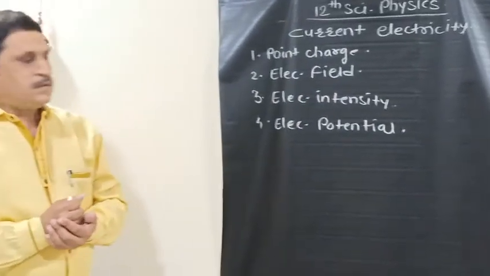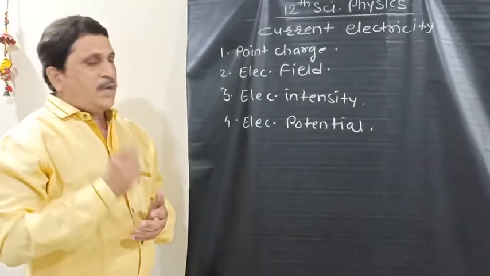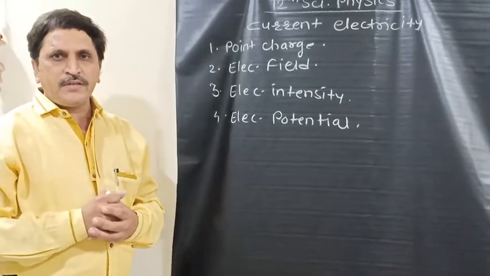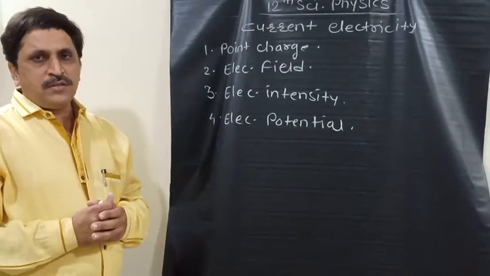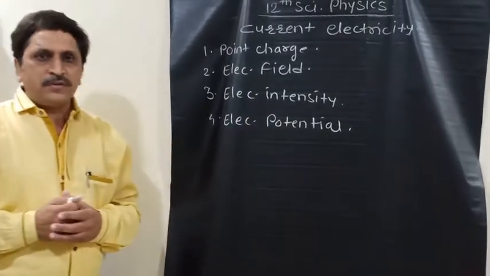Now first we will see what is a point charge. A charge having unit magnitude and unit direction, that charge is known as a point charge. Already we have seen all these things in 11th standard. Then the second one: electric field means what?